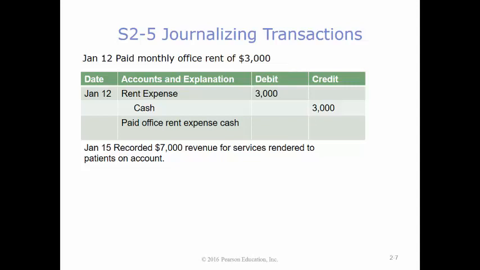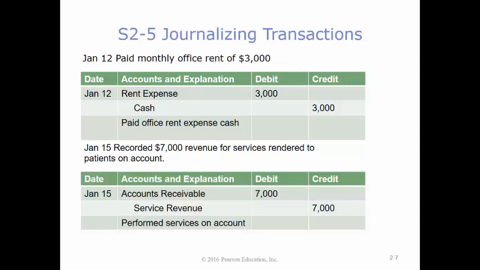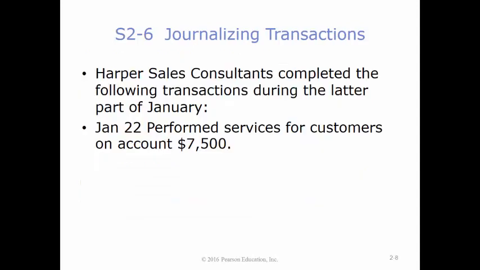On January 15th, we recorded $7,000 revenue for services rendered to patients on account. Again, we see the word on account. When we have received or we recorded revenue, then the on account will be where we extended credit to our customers, and so our debit would be to accounts receivable. Since we performed a service for these patients, that means our credit will be to a revenue account, and in this case, service revenue. So our transaction will be a debit to accounts receivable $7,000 and a credit to service revenue for $7,000.